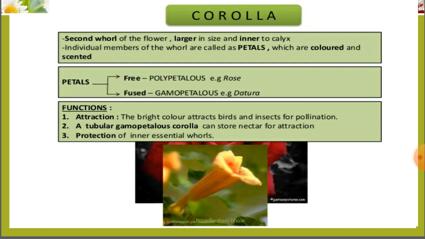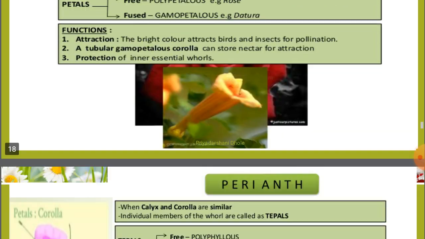What is the function? Attraction. Because of the bright color, it attracts birds and insects for pollination. A tubular gamopetalous corolla can store nectar for attraction, and because of this nectar, different types of insects can easily visit, which causes pollination. Another function is the protection of the inner essential whorls, which are androecium and gynoecium. These are the functions of corolla.